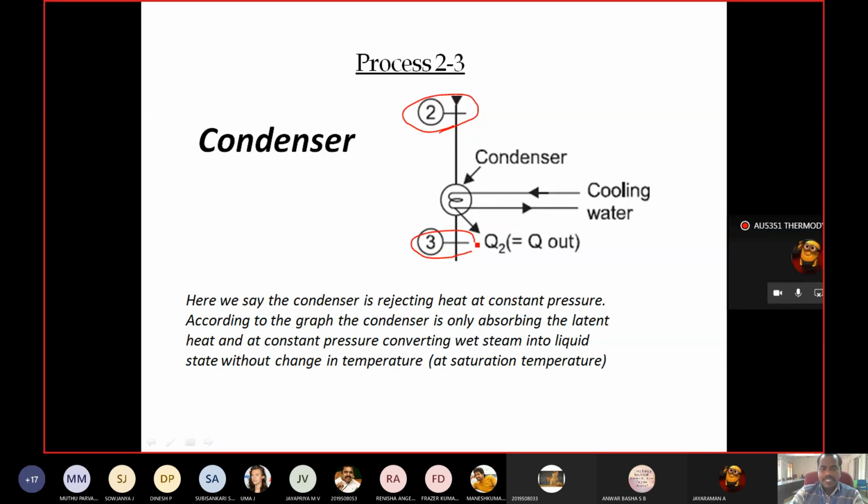Suppose we say the condenser is rejecting heat at constant pressure. According to the graph, the cooling water will only absorb the latent heat, and at constant pressure converts wet steam into liquid state. So the output of the turbine is wet steam, and after the condenser we get the liquid state without change in temperature, that is, at saturation temperature. So the condenser input is wet steam, and the output is saturated liquid.